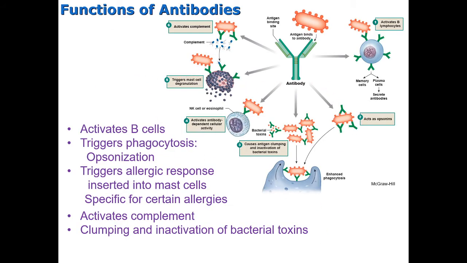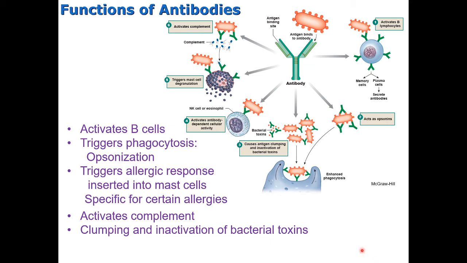Antibodies are important to immunity. They activate B cells. They trigger phagocytosis through opsonization. They also trigger the allergic response when they are inserted into mast cells, and that happens under certain allergies.